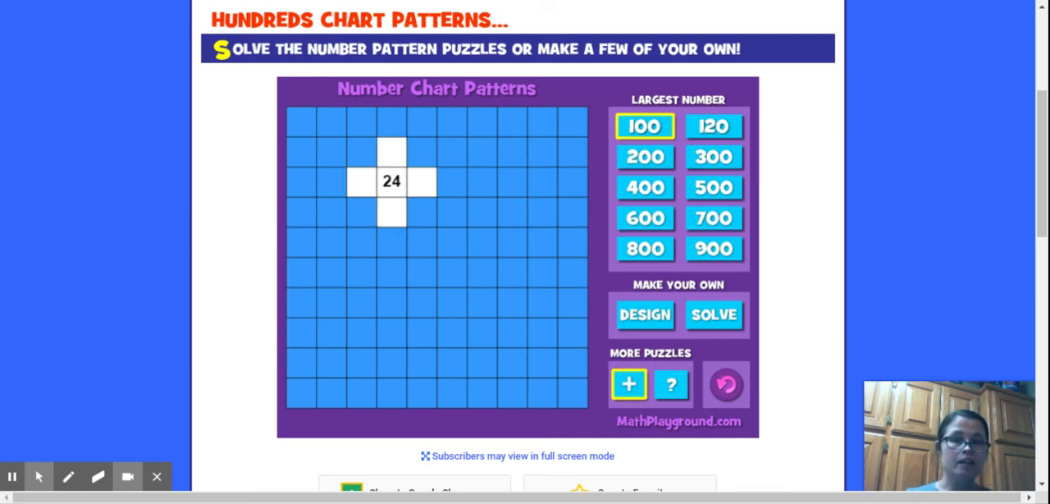So this is called Number Chart Patterns. It's a puzzle game to play with our hundreds chart. When we know how the hundreds chart works really, really well, our math brain grows and we're able to do more math thinking and solve our problems much more efficiently. So that's a really good thing to practice.